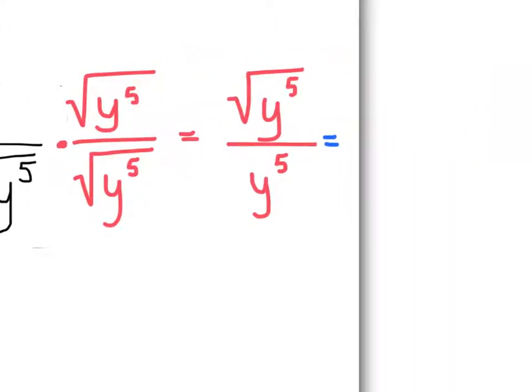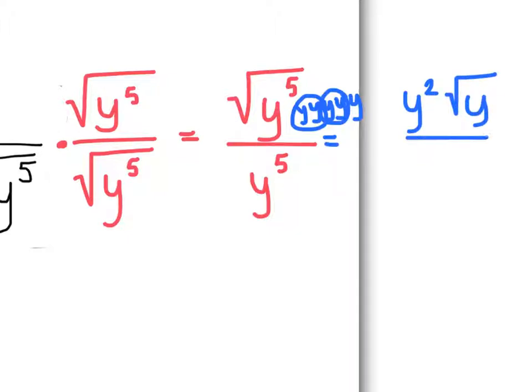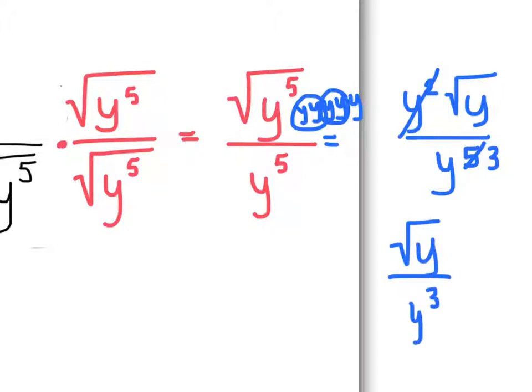Take 2 y squared. There's 5 y's, and we're looking for pairs. Y squared, square root of y, over y to the 5th. Now we can reduce with what's outside. What is it? Y to the 3rd. So square root of y over y cubed.